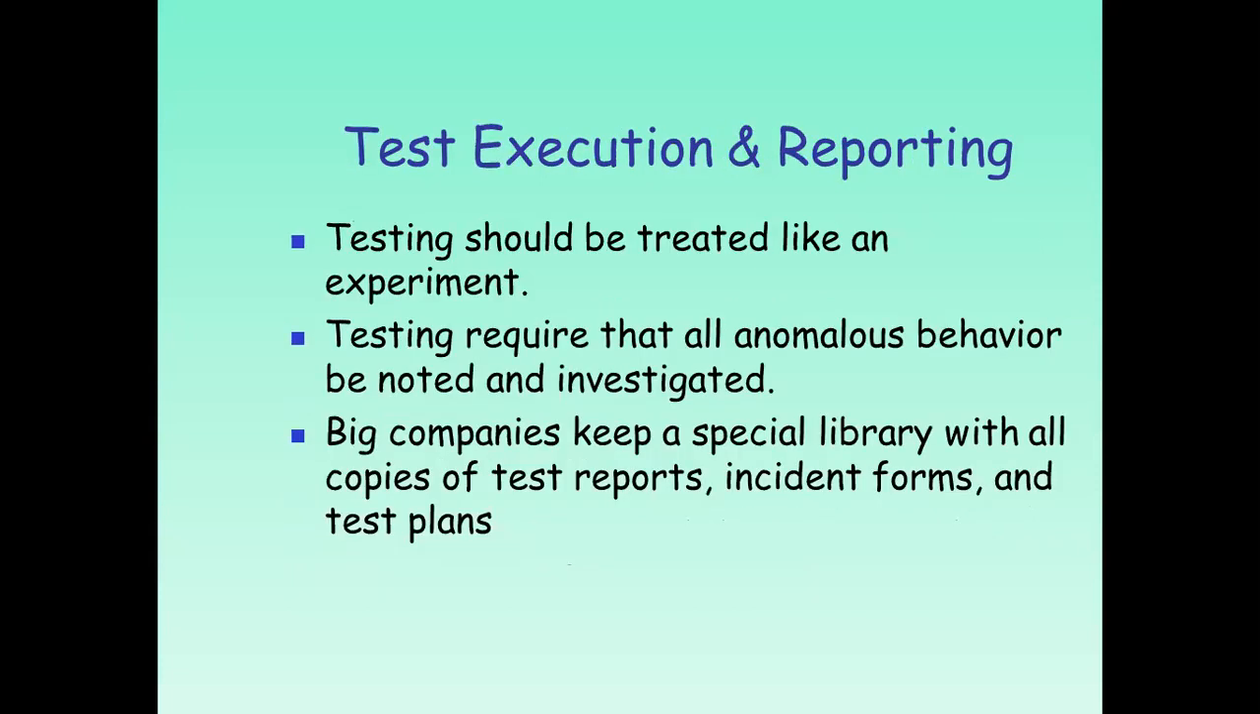Now, test execution and reporting. In this case, testing should be treated like an experiment. So after completion of the design phase, we will treat testing as an experiment, and again we are going to execute and report. Testing requires that all anomalous behavior be noted and investigated. It means that if there is some problem, the behavior is different, and we are not getting the proper output after applying the input, that is anomalous behavior. First we will investigate the anomalous behavior, and then we can note it down.